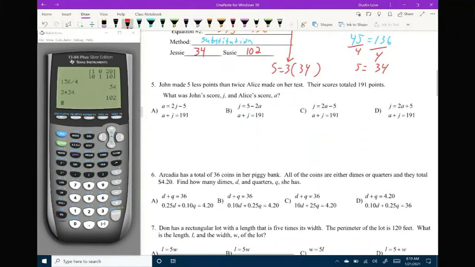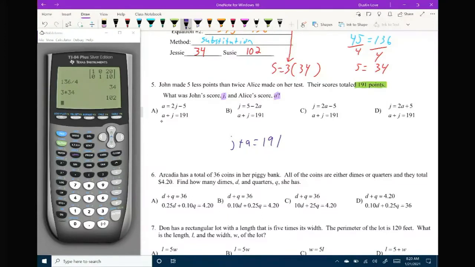Number 5, John made 5 less points than twice what Alice made in her tests. Their scores totaled 191 points. So what was John's score? Now it's nice it gives us our variables here, John's score and Alice's score. So we're going to have two equations. The first one is this total, where they total 191 points. That's going to be where we add them together, J plus A equals 191, or A plus J.